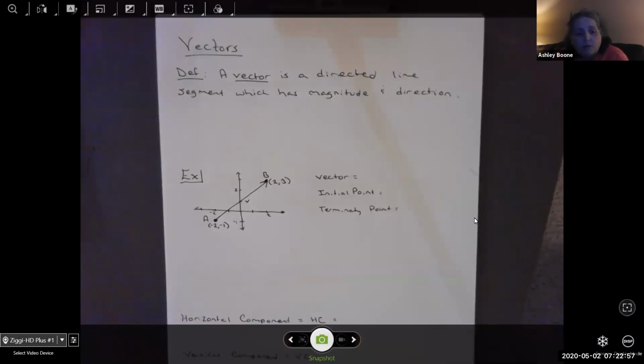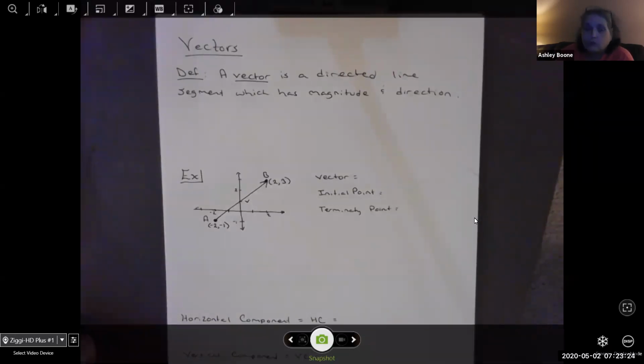Now, a lot of what we learn about with vectors will feel very similar to things we've done throughout the semester. So you're going to review some things that we looked at with polar coordinates. You're going to review some things we looked at in algebra, and it all ties in together with vectors very well. It won't seem so foreign to you. But first of all, let's just talk about what's a vector.